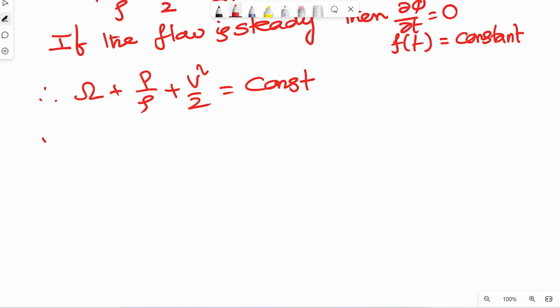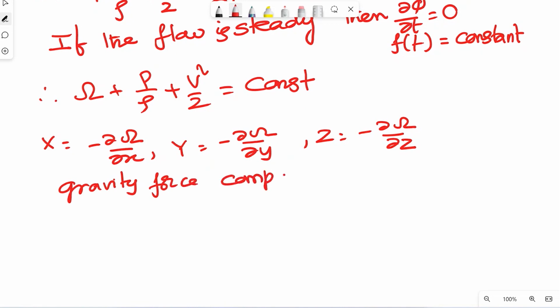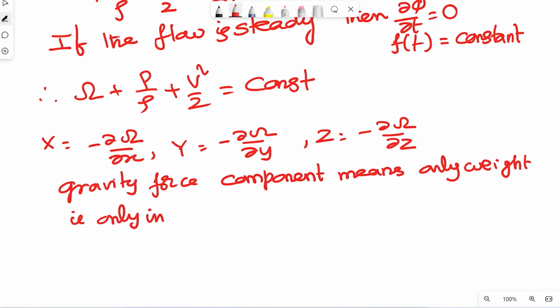Now this Ω, what we have written: X is equal to minus ∂Ω/∂x, Y is equal to minus ∂Ω/∂y, Z is equal to minus ∂Ω/∂z. This is what we have taken. But here the gravity force component means only weight, that is only in the z direction.